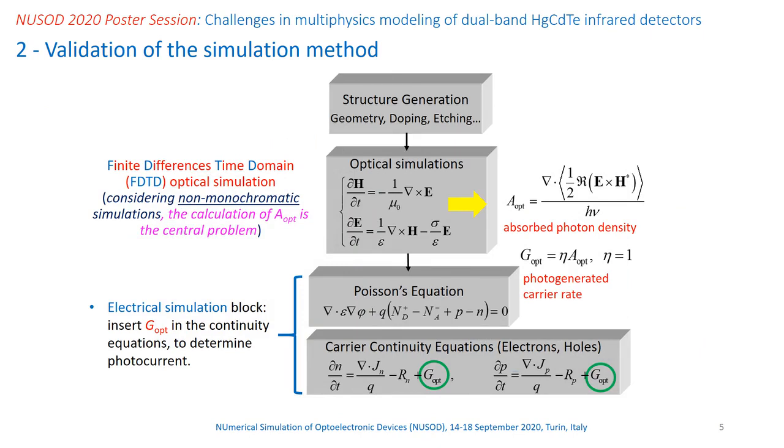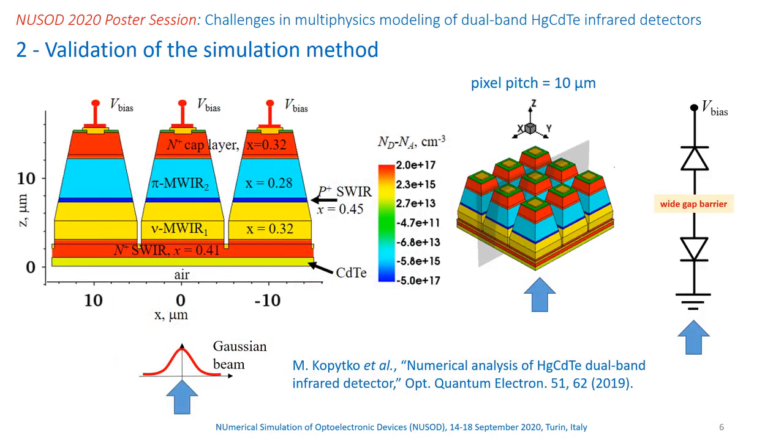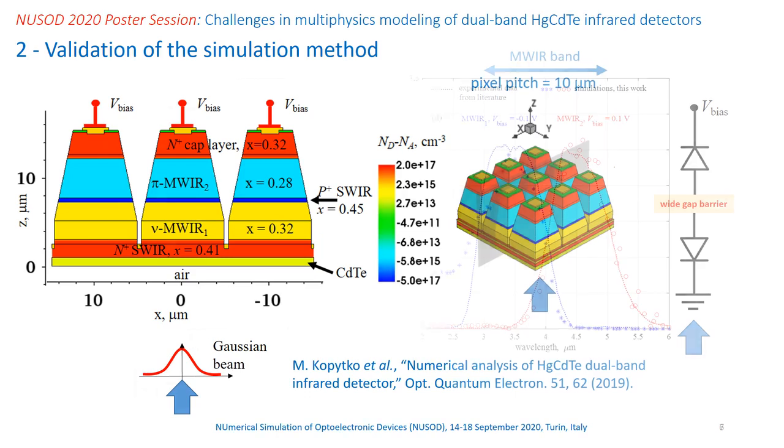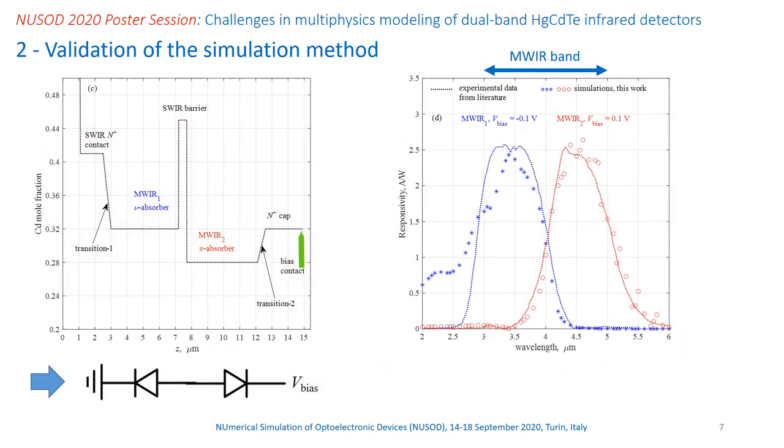Nevertheless, the presence of layers with compositional grading made the FDTD approach quite challenging. It must also be noticed that an independent simulation for each wavelength is needed. As a first step, we checked our modeling setup against this example coming from the literature, a two-color detector operating in the mid-infrared band. The idea was to simulate the response to a narrow monochromatic Gaussian beam focused on the central pixel. And we obtained a quite satisfactory agreement between simulated and measured responsivity spectra, as shown on the right.